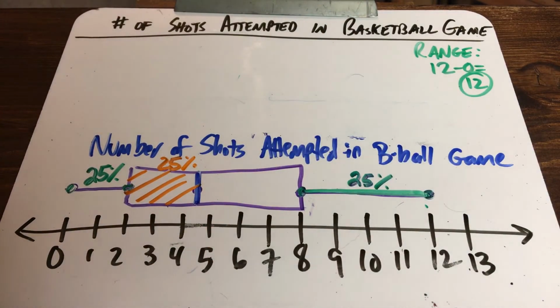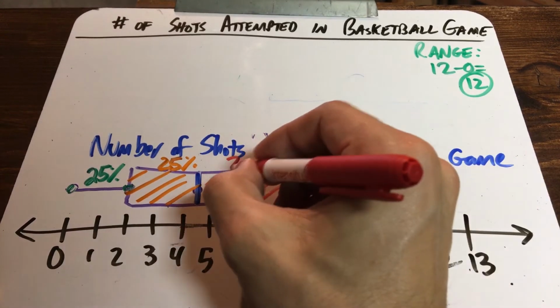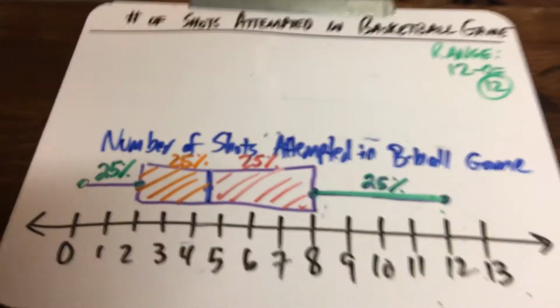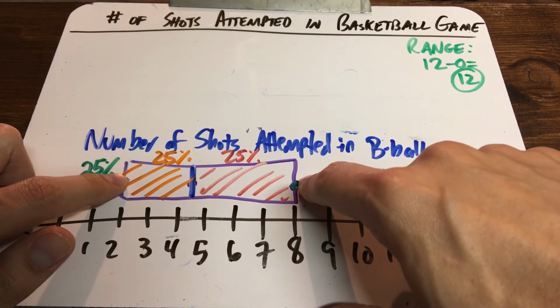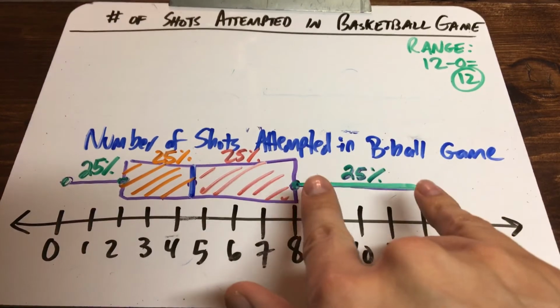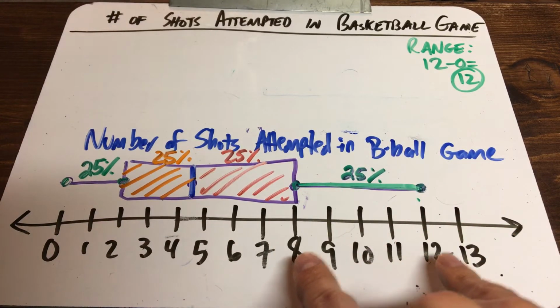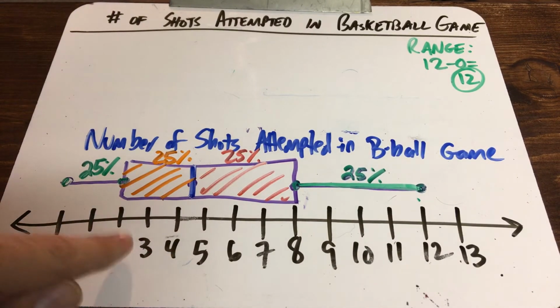And then this other part of the box is another 25 over here, right? And so there's where you can get your 100%. So I could say, half of the players, 50% of the team shot between 2 and 8 times, right? I could say the top 25% shot between 8 and 12 shots. And then the people that didn't shoot very much, the lowest 25% shot between 0 and 2 times.